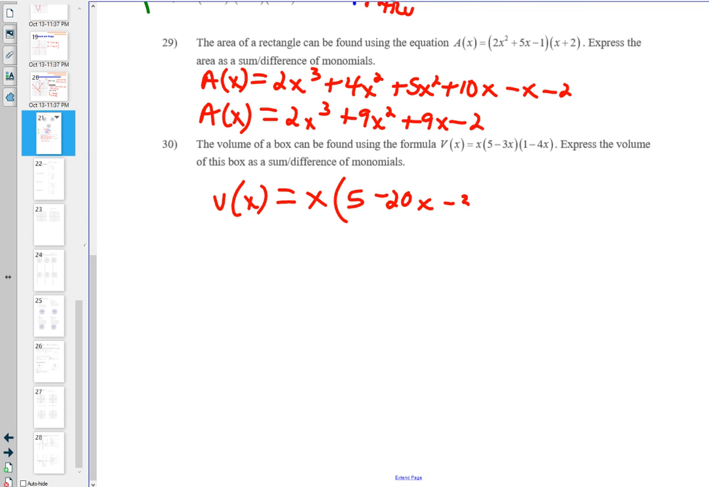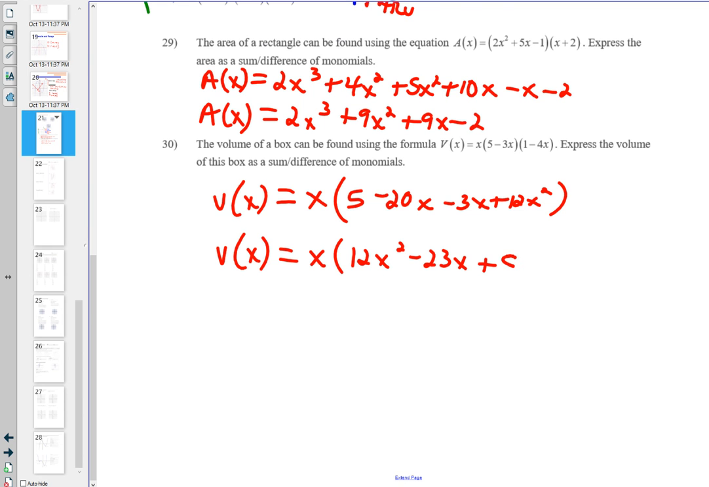Minus 20x minus 3x, FOIL of x squared. I would combine the like terms and take the opportunity to write this in standard form, not because you have to. If I'm going to take the step to combine like terms, I might as well also write this in standard form. And then if you haven't noticed, anytime you distribute just an x, what's going to happen? Each degree goes up by 1. So x to the third, squared plus 5x. Is that what you got? Yeah.